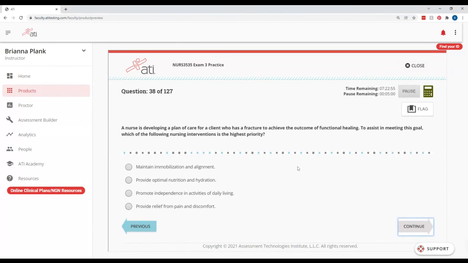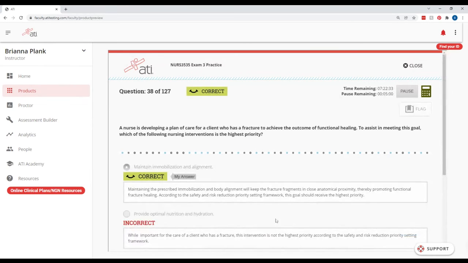Let's see, we have a fracture. What's the highest priority to achieve functional healing in a patient with a fracture? Yeah, I'm going to go with A.